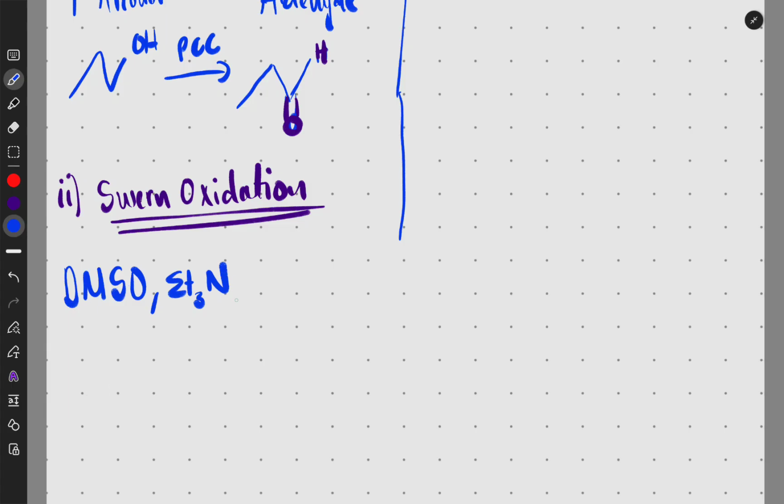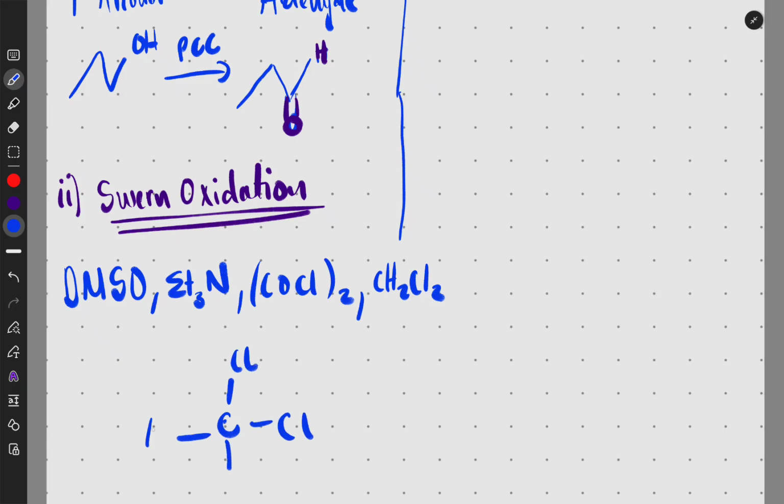And what else are you going to have? You're going to have this guy, COCl2. You put the 2 outside, and this is oxalyl chloride, okay? Then the last and fourth one is going to be CH2Cl2, which is just a carbon. You put 2 chlorines, okay? Then you put 2 hydrogens, okay? Which is dichloromethane. So these are the 4 things.